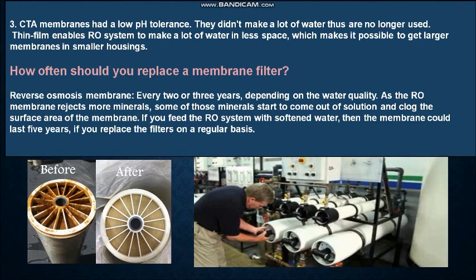Now the question arises, how often should we replace a membrane filter? A reverse osmosis membrane can be replaced after 2 or 3 years depending on the water quality. As the RO membrane rejects more minerals, some of those minerals start to come out of solution and clog the surface area of the membrane. If you feed the RO system with softened water, then the membrane could last 5 years if you replace the filters on a regular basis.